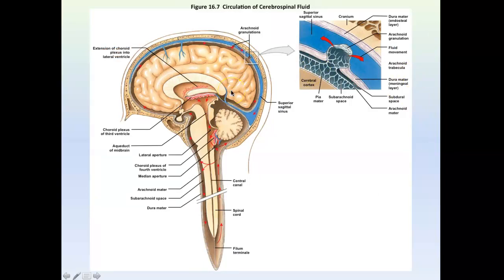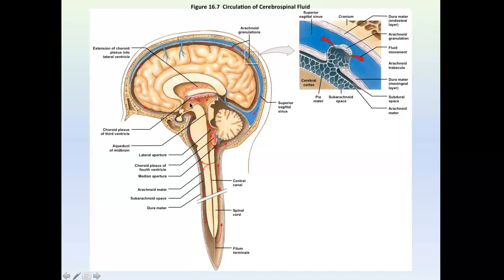Let's look at letter B, cerebrospinal fluid. The cerebrospinal fluid transports nutrients, chemical messengers, and waste. It's created in each ventricle by the choroid plexus. It provides buoyancy for the brain. Notice the area around the brain, this blue area, and the arrows are telling you the circulation pattern of the cerebrospinal fluid.